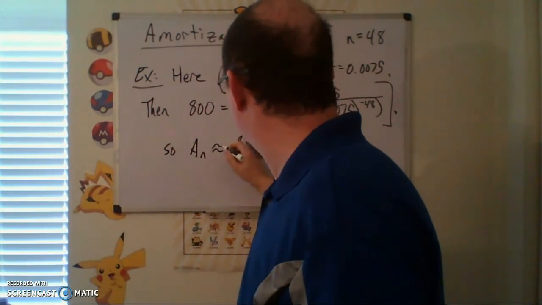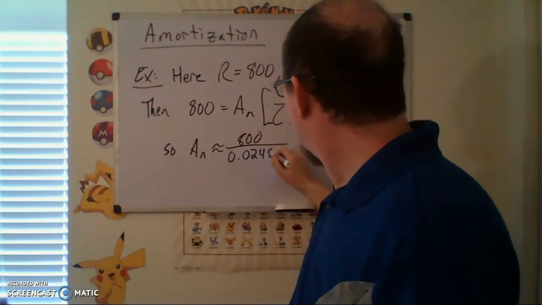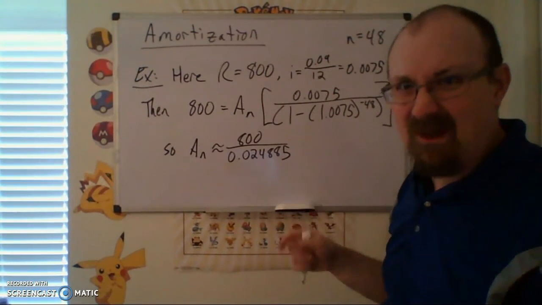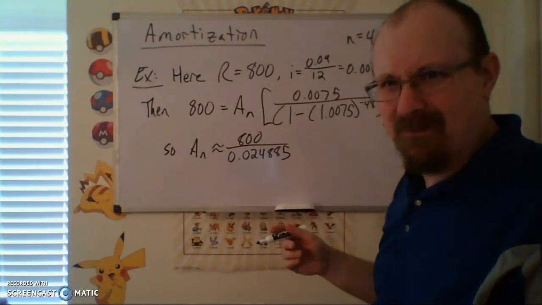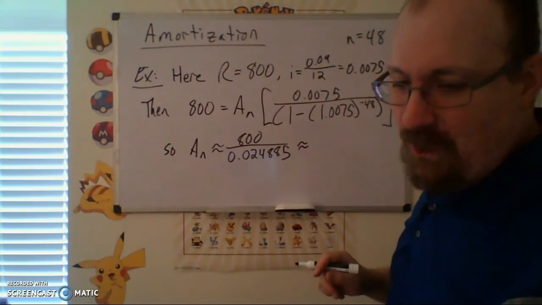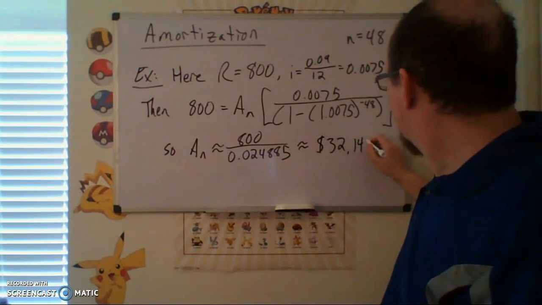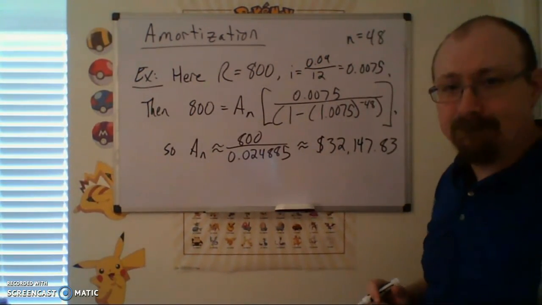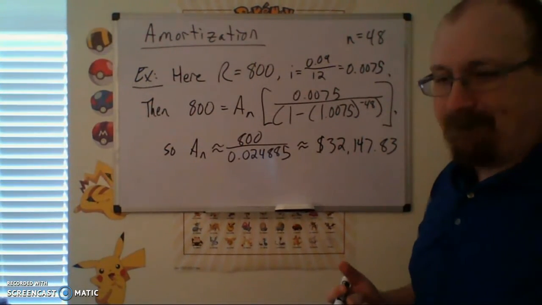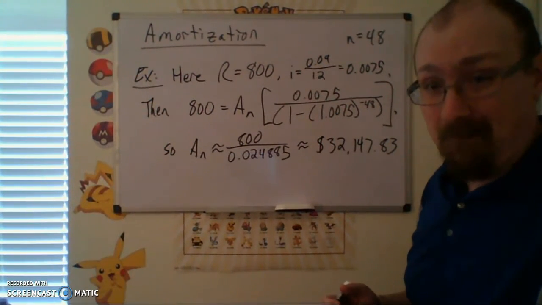So I'll put my squiggly equals, because this is an approximation. And I got 0.024885. When I worked out this stuff again, when I had it in my calculator, I didn't round it off, but be on the safe side there. Better safe than sorry. So when I worked that out, I got a total finance value of $32,147.83. That's how big a loan she can end up taking out for this car. She was planning on spending 40 grand for it, which means she needs a really beefy down payment in my view.